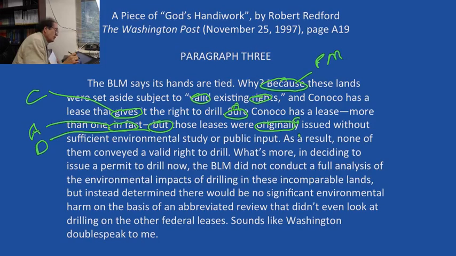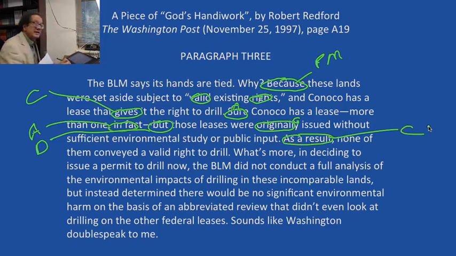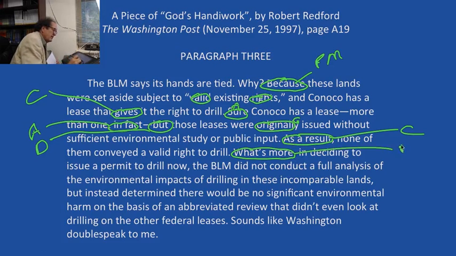But as a result, the first 3 words of the next sentence, that's clearly an argument marker, and it's indicating that the sentence after it is a conclusion, so it's a conclusion marker. None of them conveyed a valid right to drill. What's more, now we're indicating there's a separate argument, there's a new premise coming, another reason for the same conclusion.